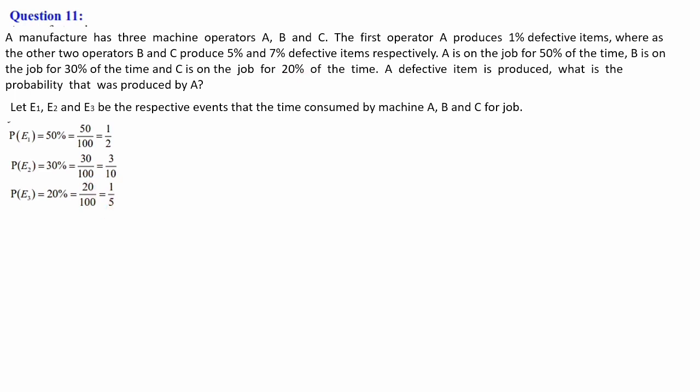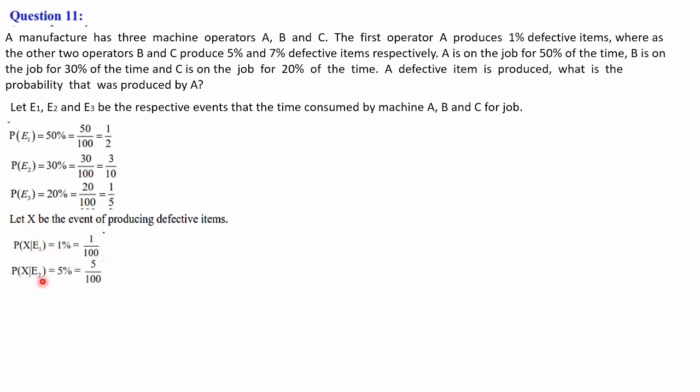Let's define X to be the event of producing a defective item. That is given to you as 1%, 5%, 7%. That is the probability of X given E1. So the defective item is produced by operator A, that is E1, that is 1%. 1% in the sense 1 by 100.